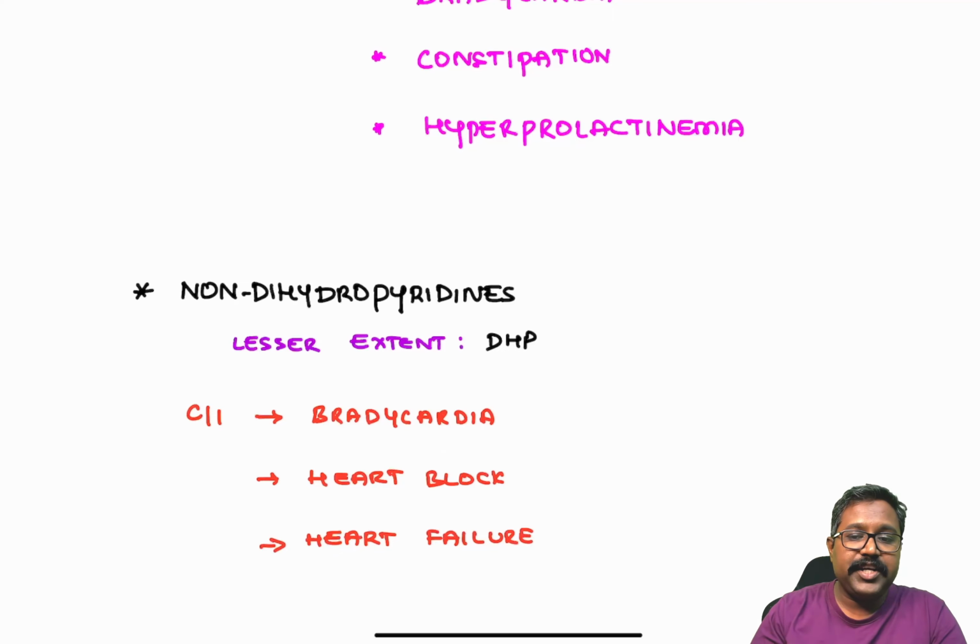As for contraindications, non-dihydropyridines, and to a lesser extent dihydropyridines, should be avoided if a patient has bradycardia, heart block, or heart failure. So this was the simple class on calcium channel blockers. This will help you in understanding calcium channel blockers, their mechanism of action, their uses, as well as the side effects and contraindications.